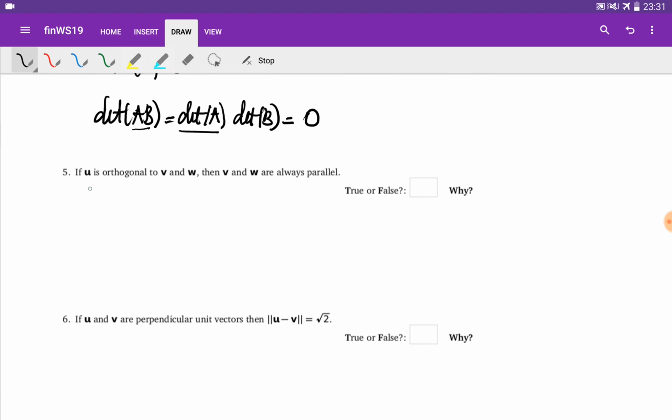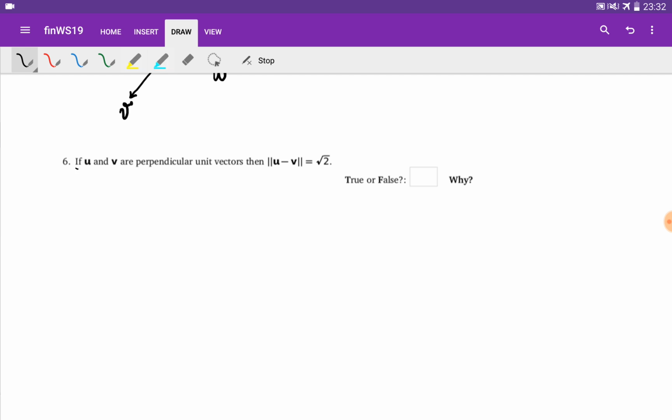If u is orthogonal to v and omega, then u, v and omega are always parallel, which is false, and we can give a simple counterexample: the case of i, j, k vectors. This k vector is orthogonal to j and i, for example, and these two vectors j and i are not parallel. Or we can rename these vectors: let's say this is u, this is v and omega. So u is perpendicular, orthogonal to v and omega, where v and omega are not parallel. So this is false in general, and it is enough to give a counterexample.